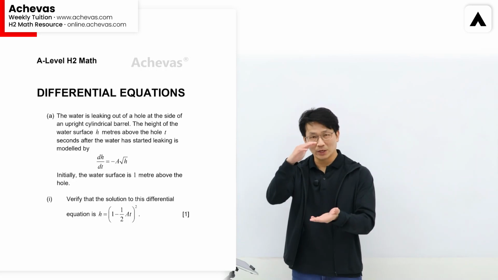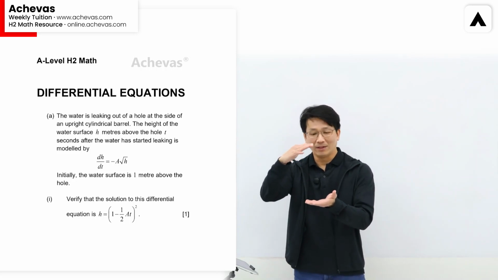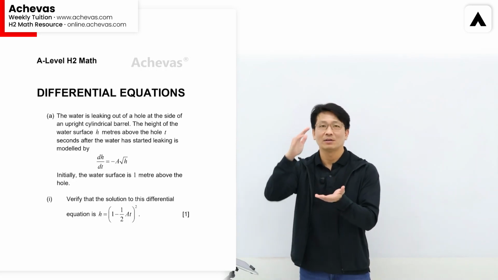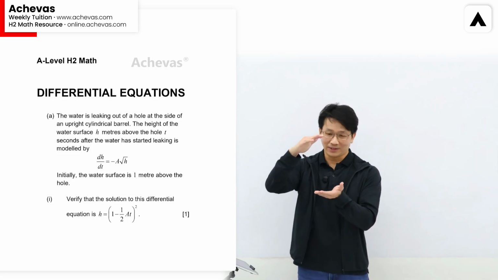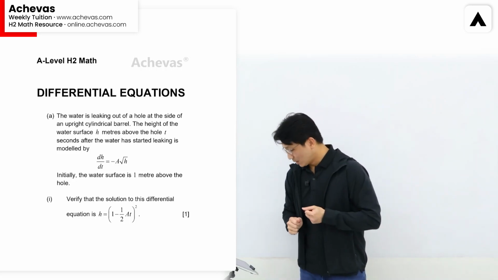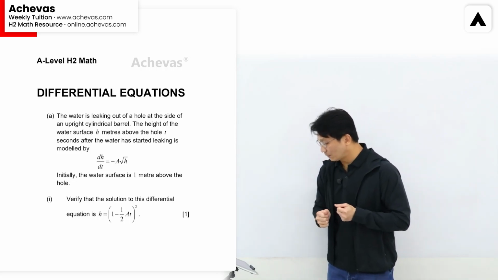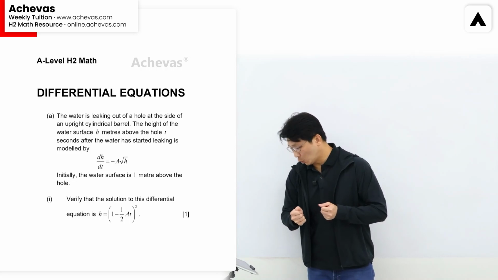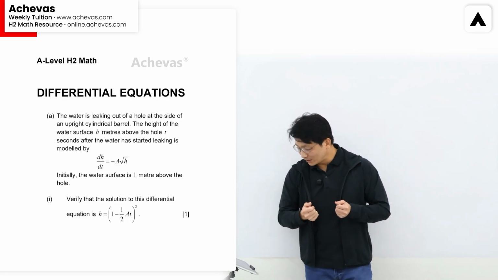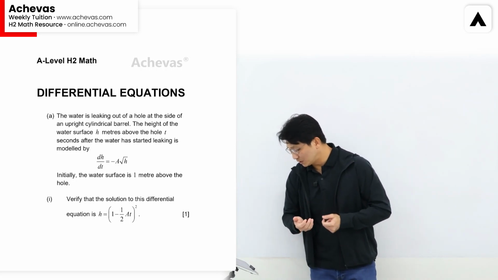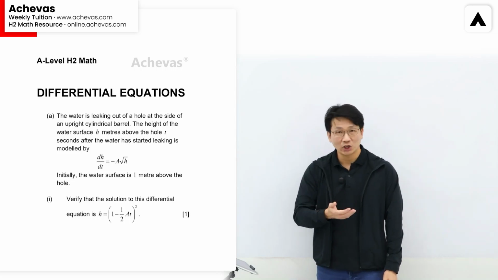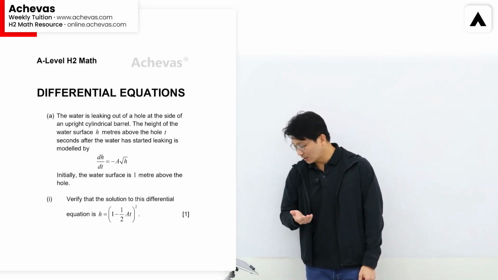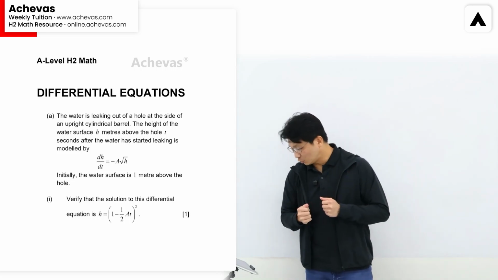That means we have a container with water and the water is actually leaking out. So therefore, the height is actually decreasing. And initially, the water surface is 1 meter above the hole. Part 1 wants us to verify that the solution to this differential equation is given by h equal to 1 minus half at, the whole thing squared.